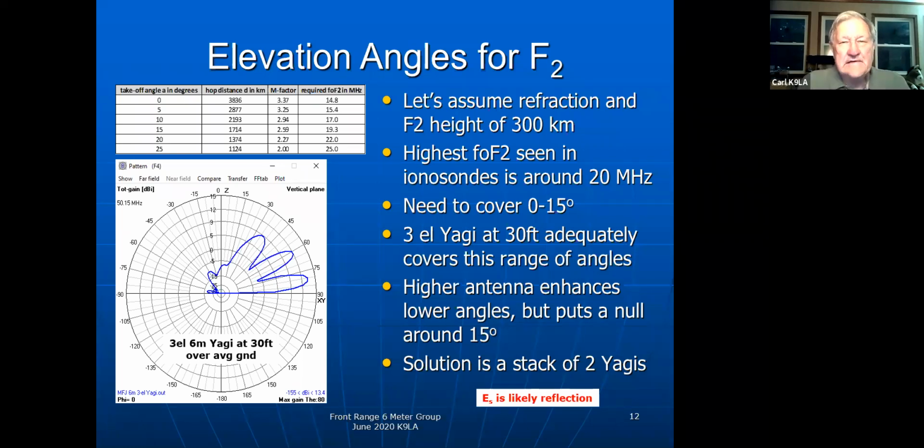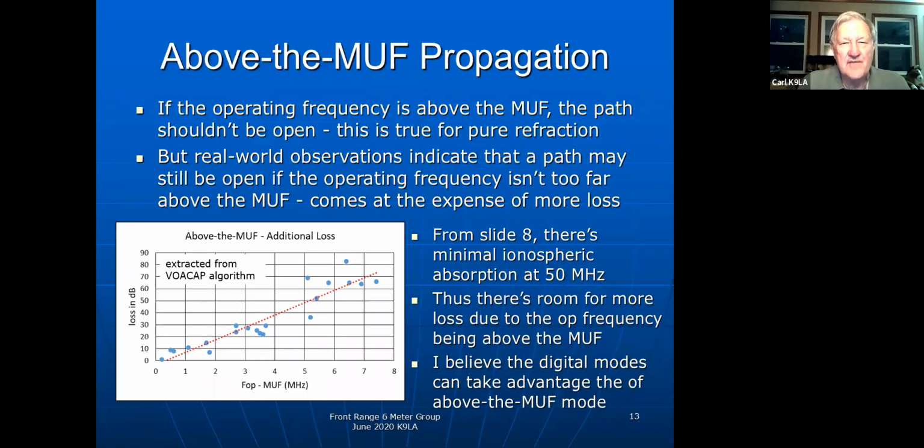Okay, there's another mode that I think is very important with the digital modes. Normally, if the operating frequency is above the maximum usable frequency, the path shouldn't be open. And that's true for pure refraction. But in the real world, we have observations that indicate that a path may still be open if the operating frequency isn't too far above the MUF. But that comes at the expense of more loss. There seems to be some kind of scatter going on that still allows the QSO to be completed.